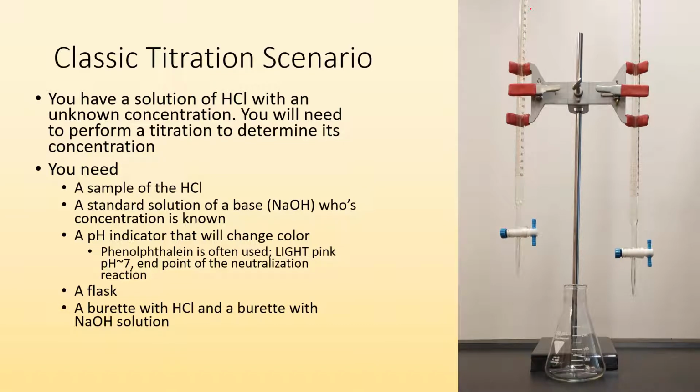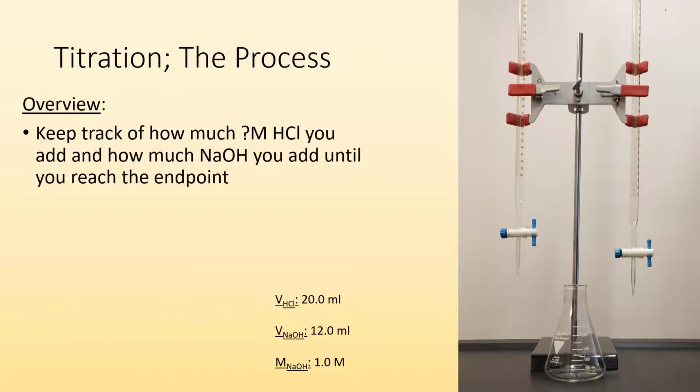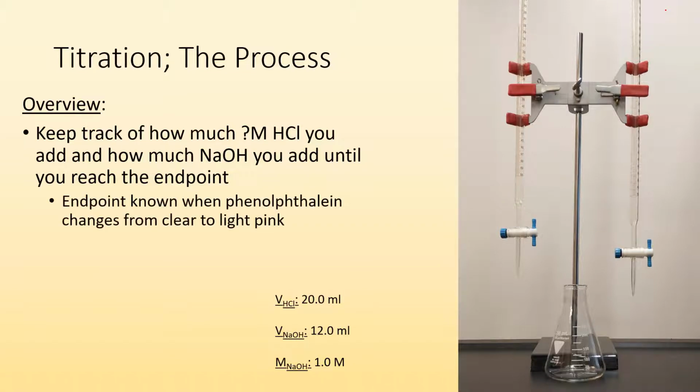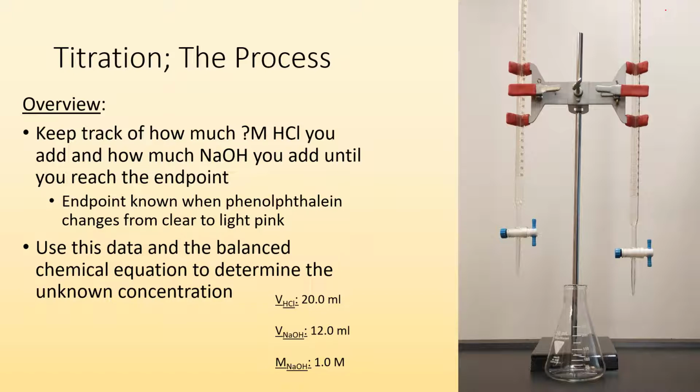You also need the burettes. They're what are going to hold the solutions. Here's the HCl on one side, the one you're trying to figure out, but you'll also have another burette with the sodium hydroxide. So in the process, you keep track of how much acid you put in, whose concentration you don't know, and you keep track of how much of the sodium hydroxide standard solution you added until you reach the endpoint. The endpoint's going to be apparent when the phenolphthalein changes from clear to light pink. And then you use this data in the balanced chemical equation to determine the unknown concentration.